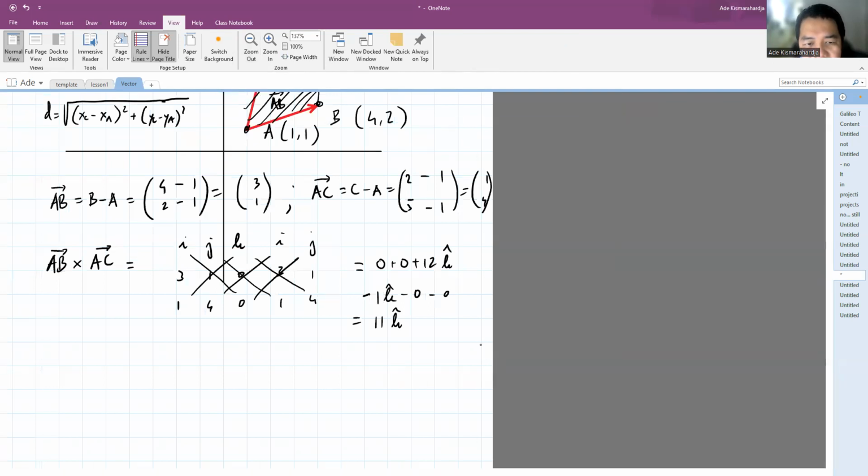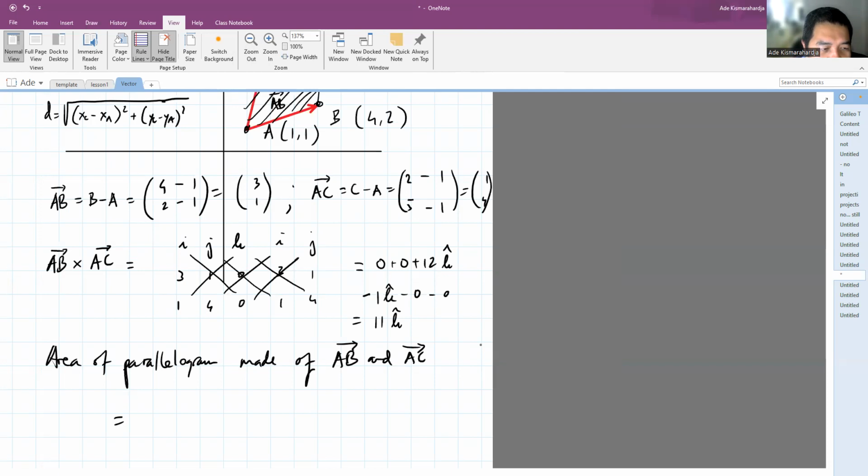See, we have a unit vector here. That's why this is a vector. So what is the area now? What is the area of the parallelogram made of those vectors? So that's simply the area. It's given by this nice formula, which is the magnitude of that vector, the magnitude of the cross product that you got here. So in this case, the magnitude of 11k.